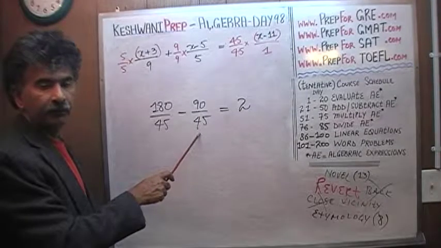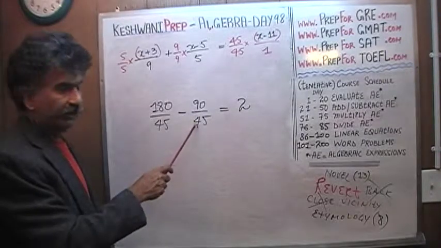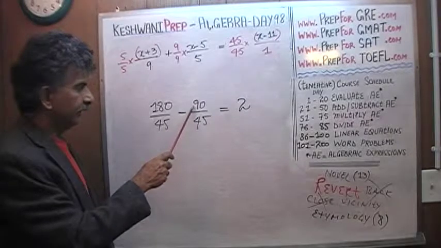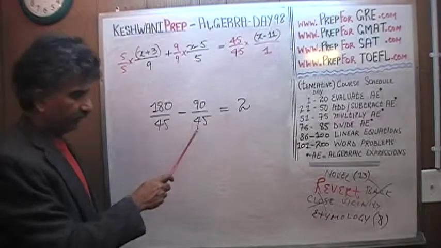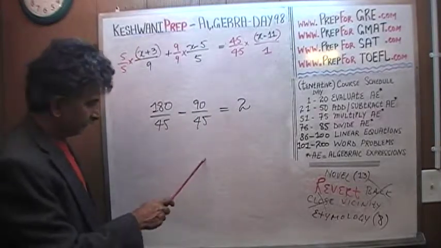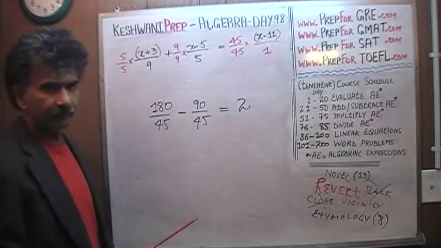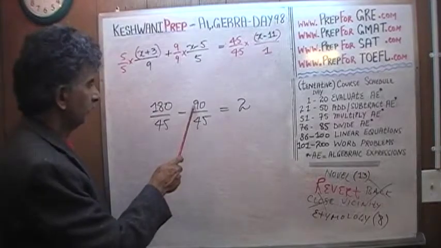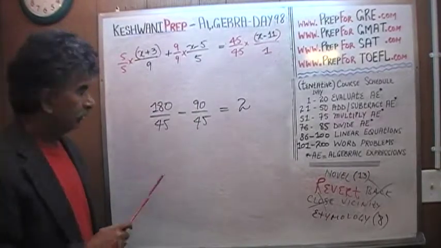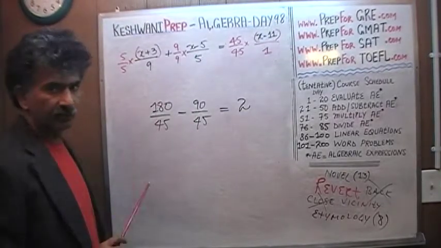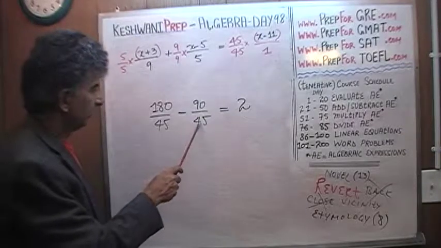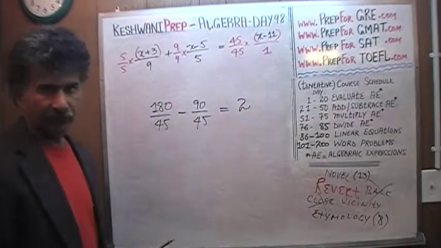Think of this as a 45, 45, 90 triangle, an isosceles triangle. 90 is 2 times 45. That's why it's called 45, 45, 90. Because 45 plus 45 equals 90, and 90 plus 90 will give you 180. Anyway, that's not what we're here for. So 90 divided by 45 is 2. 180 divided by 45 is 4. 4 minus 2 gives us 2. It is a valid equation.